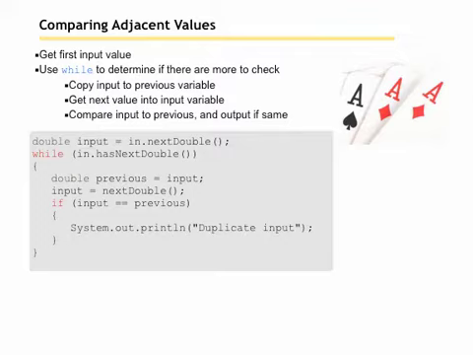Notice there's a typo. I'm so sorry, I just noticed this. The line that says input equals nextDouble, that should say input equals in.nextDouble. So in.nextDouble, we'll get the nextDouble from the user. We will compare it with the previous value, and if they are the same, we say duplicate input. Otherwise, we loop back up. Is there more input? If there is, we enter the loop. We put input in the variable previous, and then input we set to in.nextDouble, so we get that next input, and we compare input with previous.